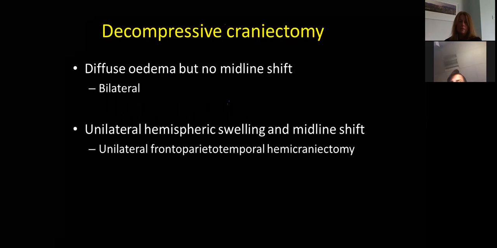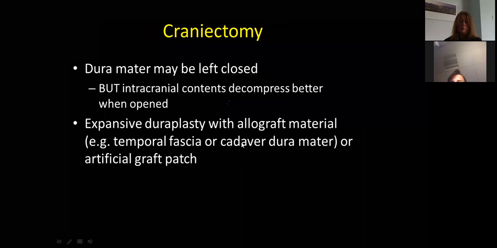So basically raised ICP. You can have a bilateral or unilateral craniectomy, and you tend to do a unilateral one if you've got unilateral hemispheric swelling and midline shift. And it's quite extensive, so frontal, parieto-temporal, usually a large craniectomy. And with craniectomy you will either close the dura. However, if you do close the dura, the intracranial contents don't decompress so well. Or you can do duroplasty. You guys will know better than me about allograft and artificial graft patches.